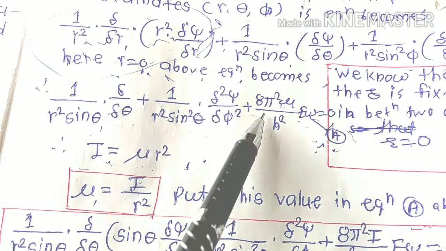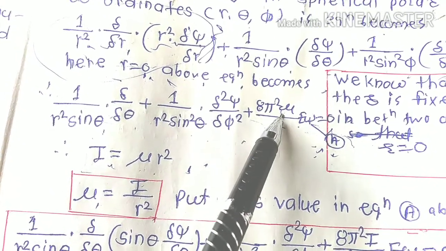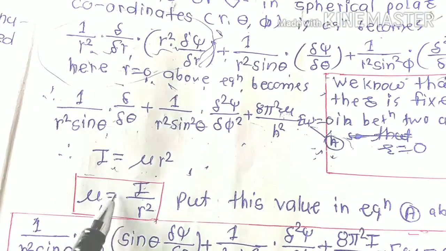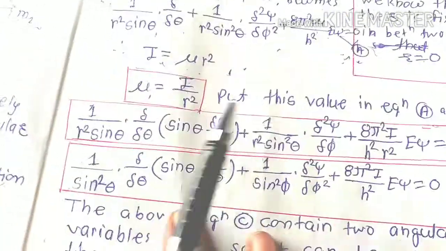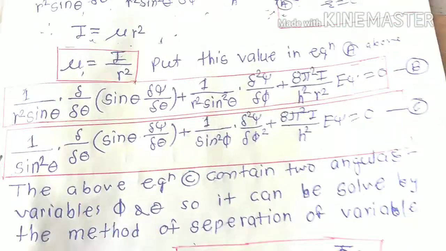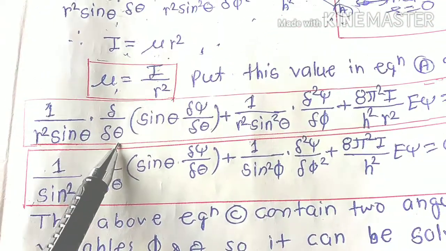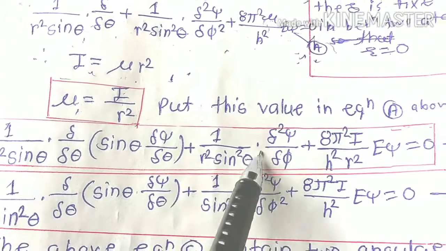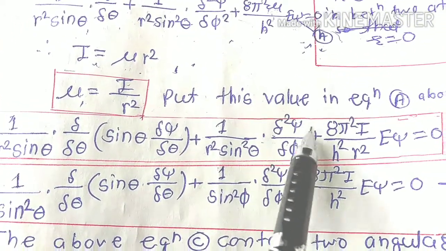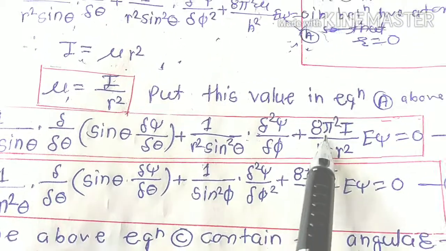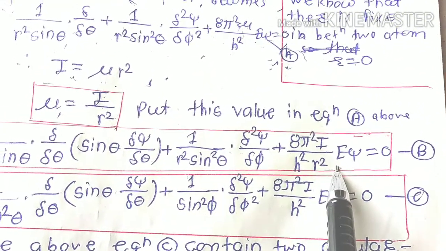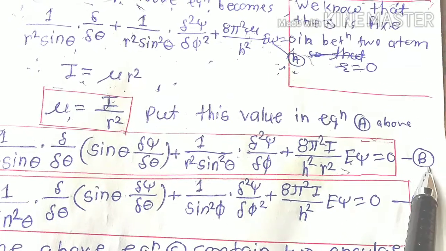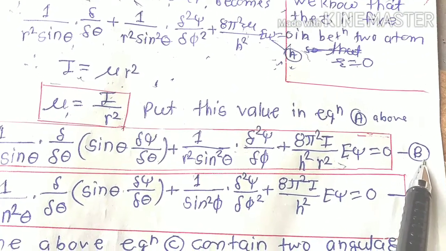So we put this value in equation A. We get (1/(r² sin θ)) ∂/∂θ (sin θ ∂ψ/∂θ) + (1/(r² sin²θ)) ∂²ψ/∂φ² + (8π² I/(h² r²)) Eψ = 0. We call this equation B.